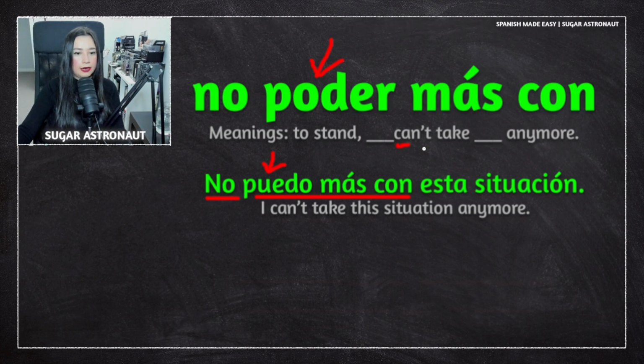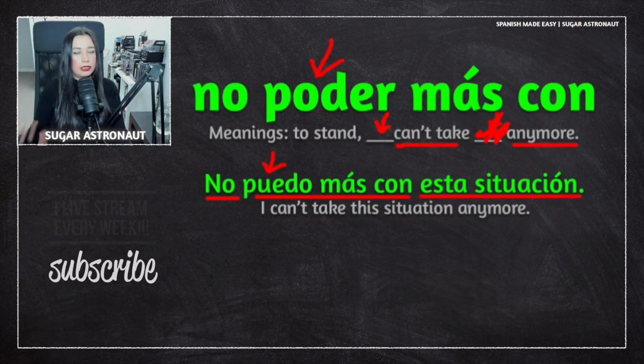In English, you have can't take anymore. You put things in the middle here. Well, this one is the pronoun, right? But right here, this gap here doesn't exist in Spanish. You add whatever you can't take anymore at the end, okay? No puedo más con esta situación. I can't take this situation anymore.